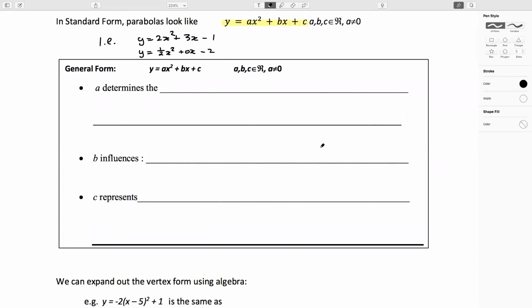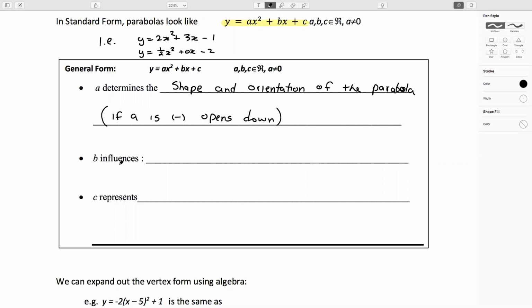So the three variables tell us some information about our function. A is going to tell us the shape of the parabola and the direction of the opening. So I would describe A as determining the shape and orientation of the parabola. For example, if A is negative, then the opening is down. It opens down.